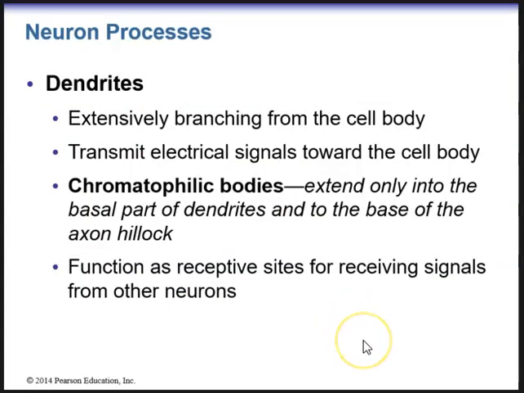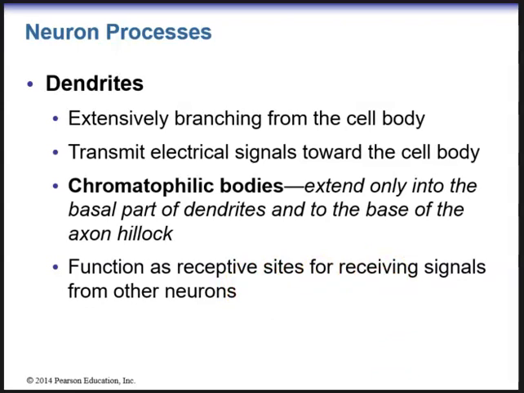So dendrites are extensively branching from the cell body. They help transmit electrical signals towards the cell body coming from other neurons. Chromatophilic bodies extend only into the basal part of the dendrites and to the base of the axon hillock. These dendrites function as receptive sites for receiving signals, again, from other neurons.